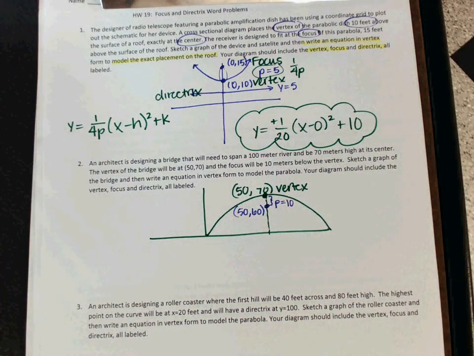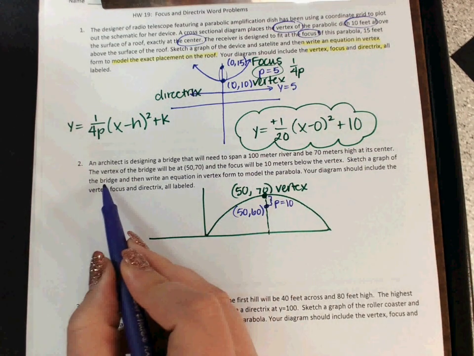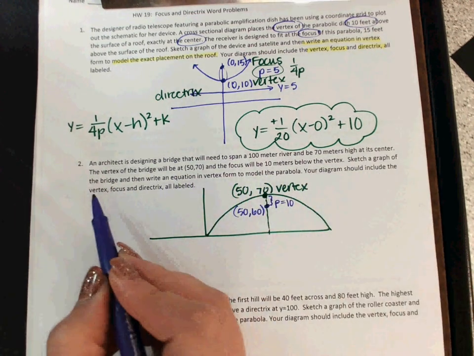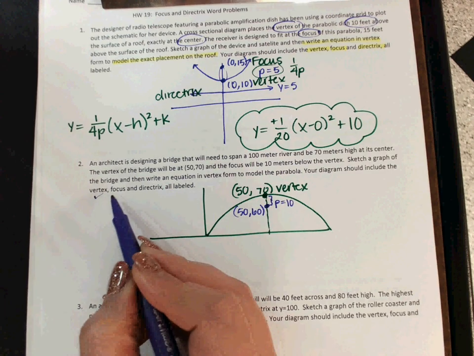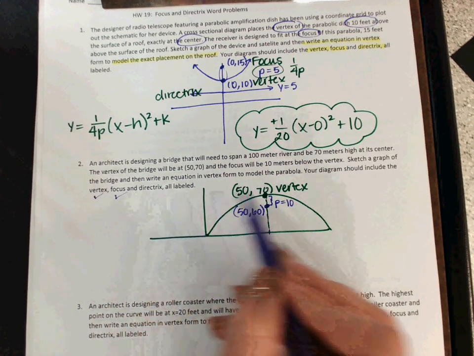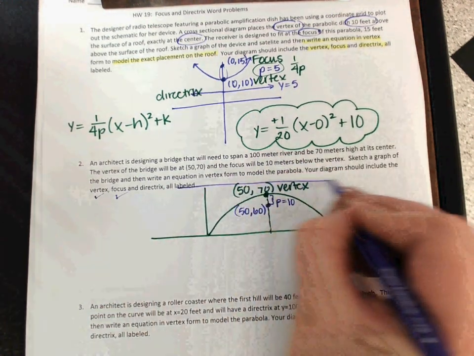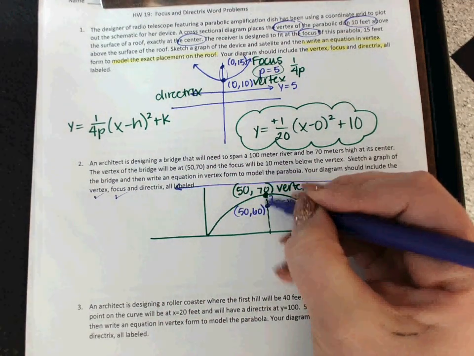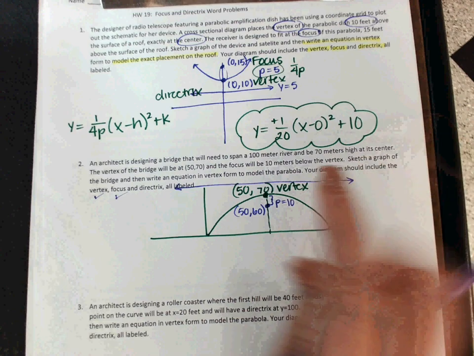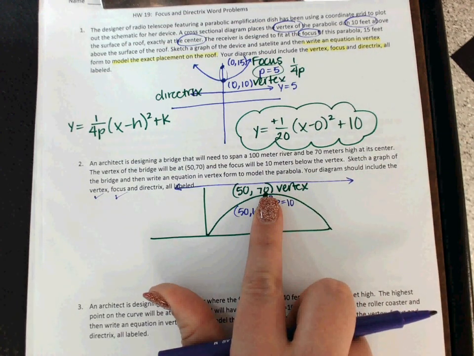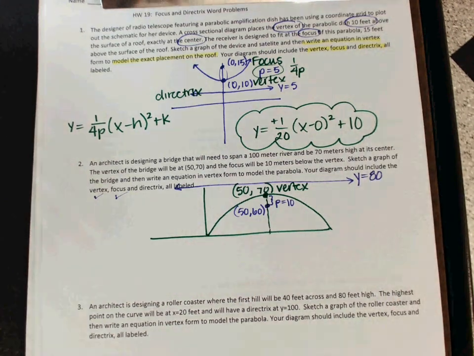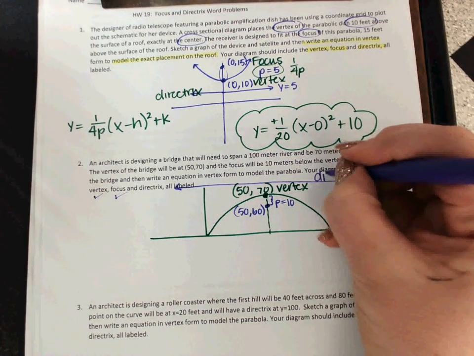Then from there it says, sketch a graph of the bridge, write an equation in vertex form to model the parabola. Your diagram should include the vertex, check, the focus, check, the directrix, we need to draw it. Directrix would be up here. And then if these are 10 apart, then these have to be 10 apart. So if that's at (50, 70), then this would have to be at y equals 80, 10 above that. And that's the directrix.